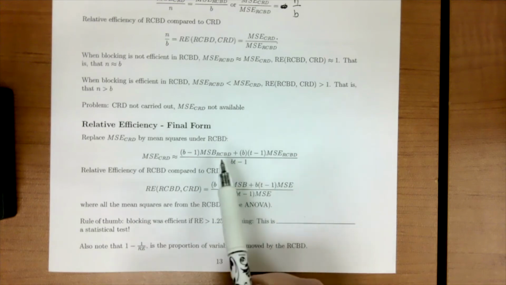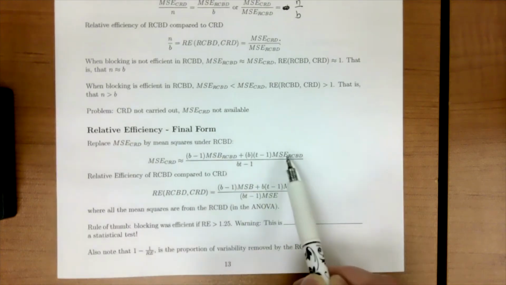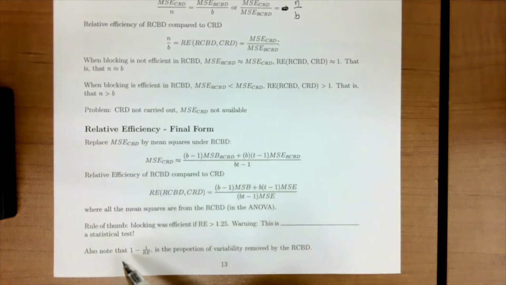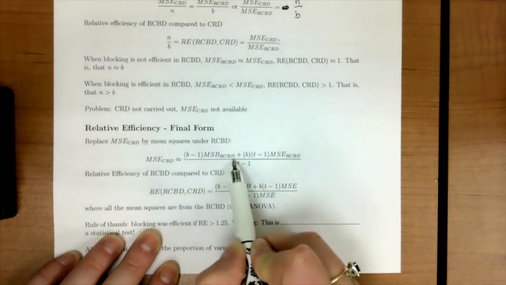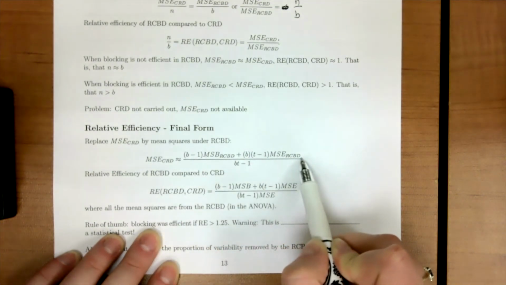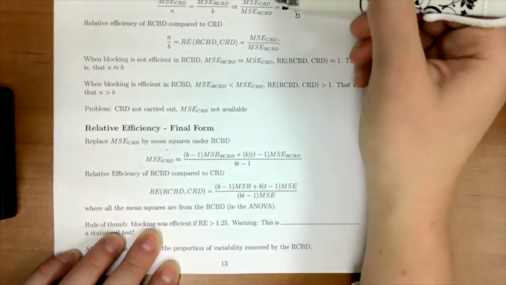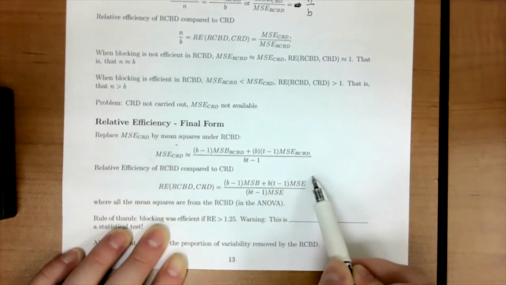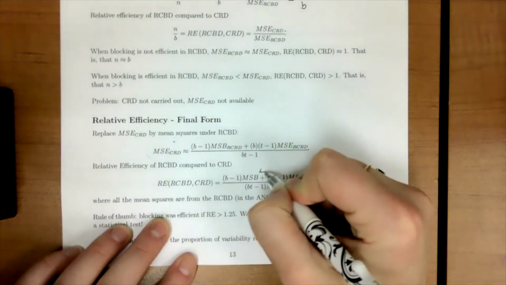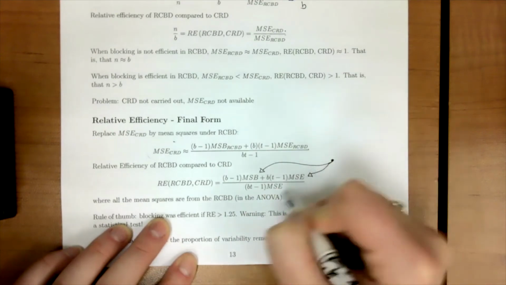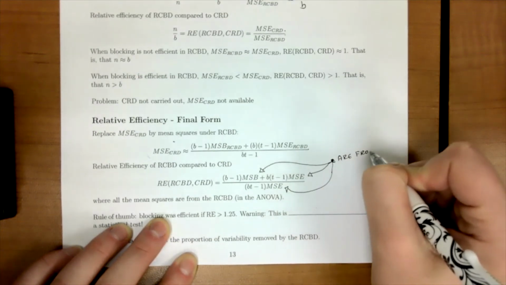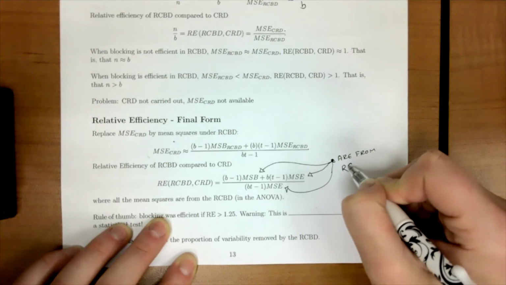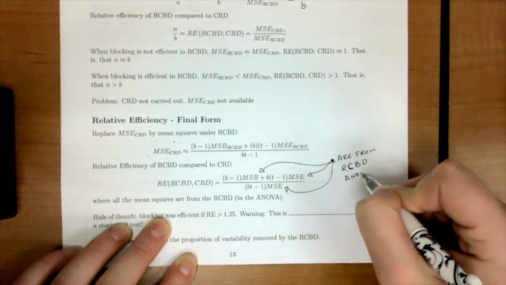What you'll have to worry about is knowing where to get these estimates from. You'll notice that here's our approximation, and we're using the MSB from the RCBD and the MSE from the RCBD. Now, if we take this and plug it into this up here, you'll notice we get this. I dropped the subscripts, but here, here, and here are from the randomized complete block design ANOVA table.